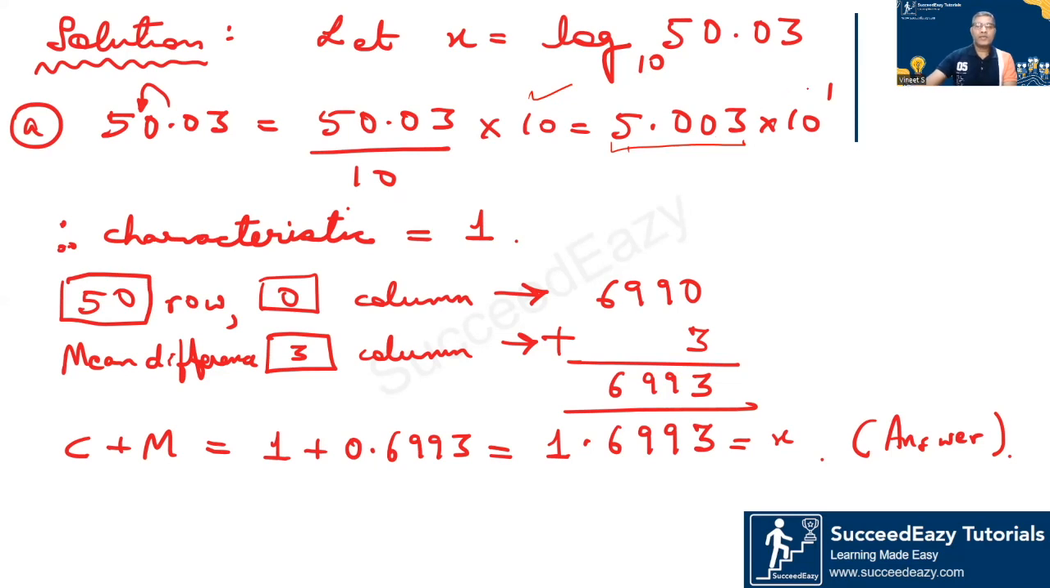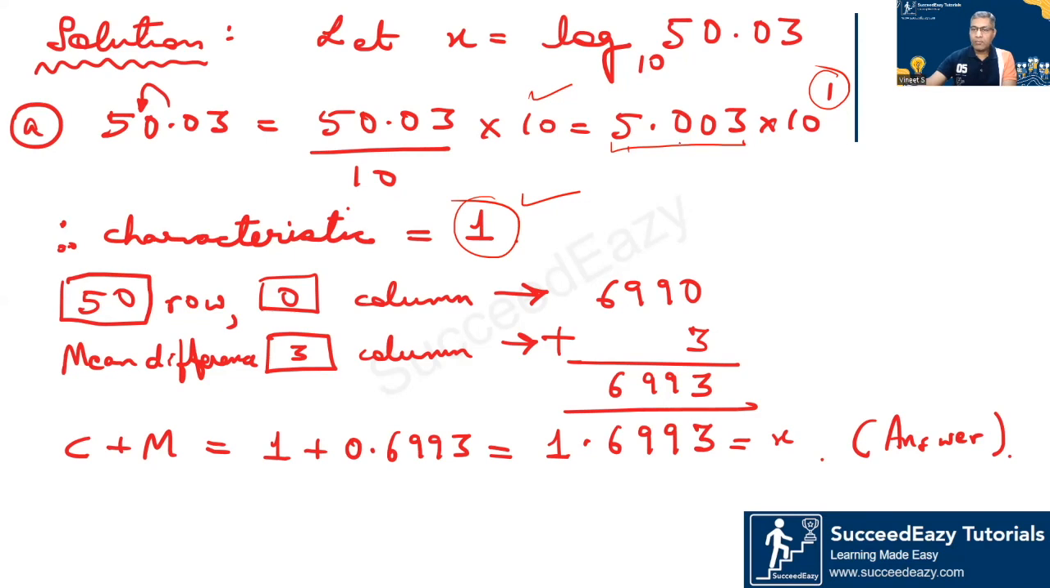The power of 10 gives us the characteristic. Okay, so we got the characteristic as 1. Sorry, I beg your pardon. The exponent of the power of 10 gives us the characteristic. So we get our characteristic as 1. Clear? Now we have to find the fractional part, the mantissa.